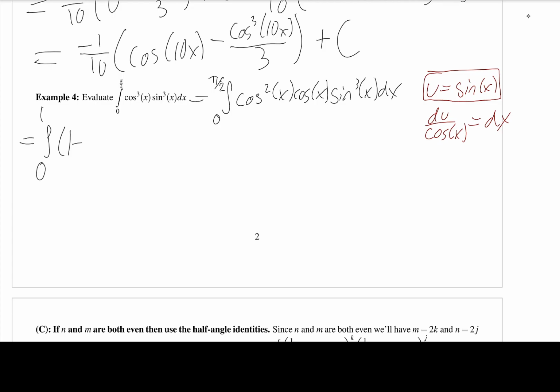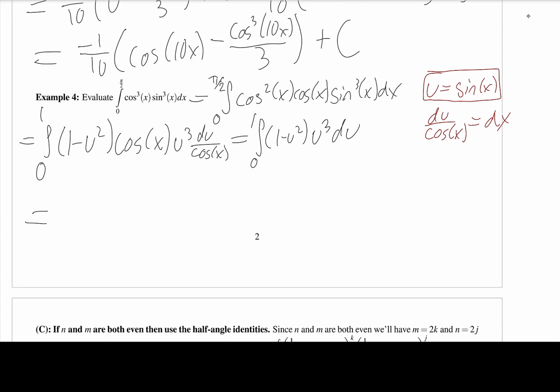So let me narrow that down: 1 minus u squared. Then we have a cosine x, and then sine cubed of x, which is going to be u cubed. And dx is du over cosine x. So this becomes the integral from 0 to 1 of 1 minus u squared. Our cosine x's cancel, and so then we just have u cubed du.